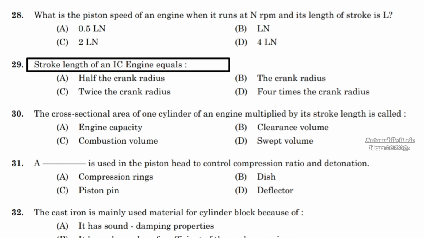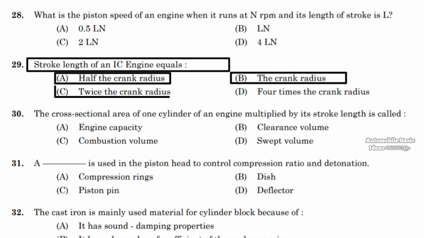29. Stroke length of an IC engine equals A. Half the crank radius, B. The crank radius, C. Twice the crank radius, D. 4 times the crank radius. Answer C. Twice the crank radius.